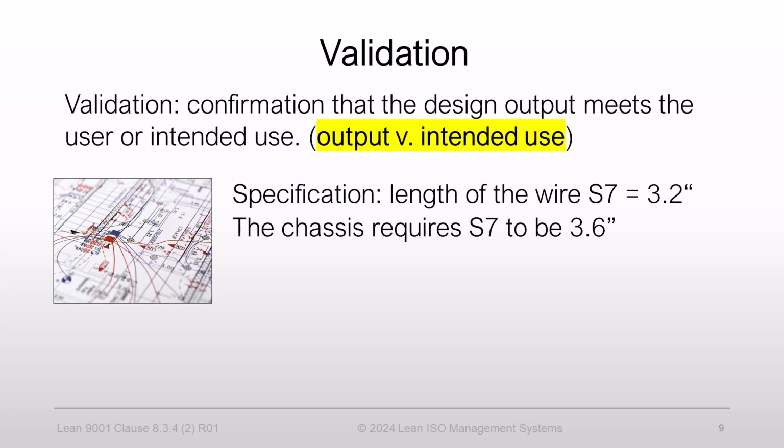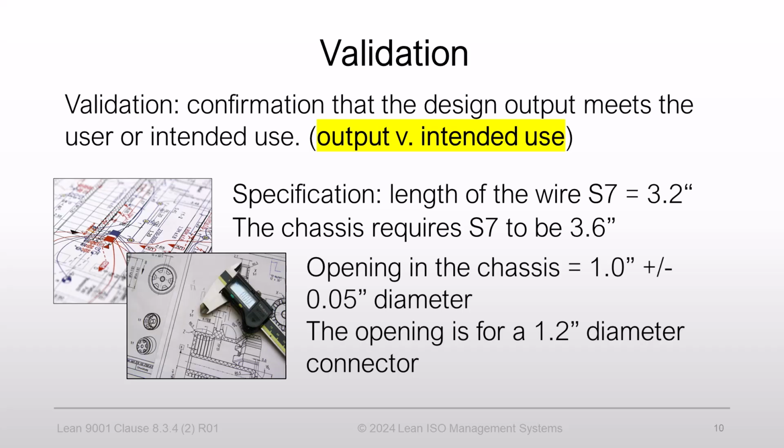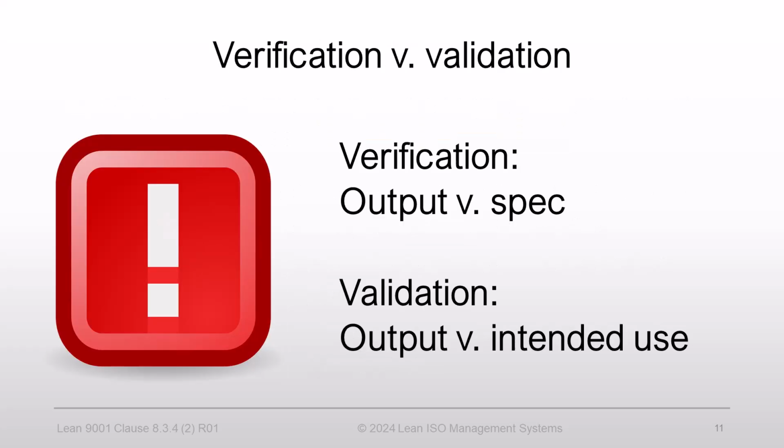Our validation failed. A similar story may happen when we start working on our chassis with the opening of 1 inch only to discover that we need to squeeze a 1.2 inch connector through. Sounds like it is time to go back and revise our specifications. Remember, verification relates to specifications, and validation demonstrates usability.